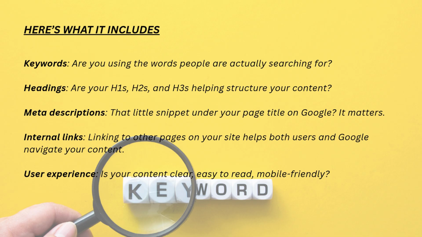Here's what it includes. Keywords. Are you using the words people are actually searching for? Headings. Are your H1s, H2s, and H3s helping structure your content? Meta descriptions. That little snippet under your page title on Google? It matters. Internal links. Linking to other pages on your site helps both users and Google navigate your content. User experience. Is your content clear, easy to read, mobile-friendly?